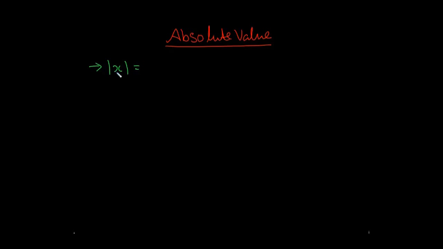Now, whenever you see a number inside two bars, this means the absolute value, which always refers to a positive value. So we can say an absolute value is absolutely positive. Whenever you see a number inside these bars, it always refers to a positive value.